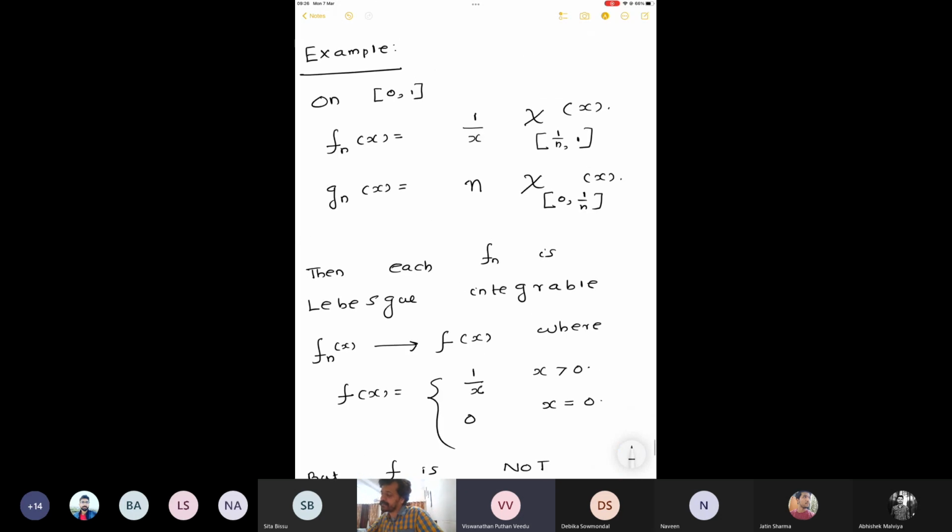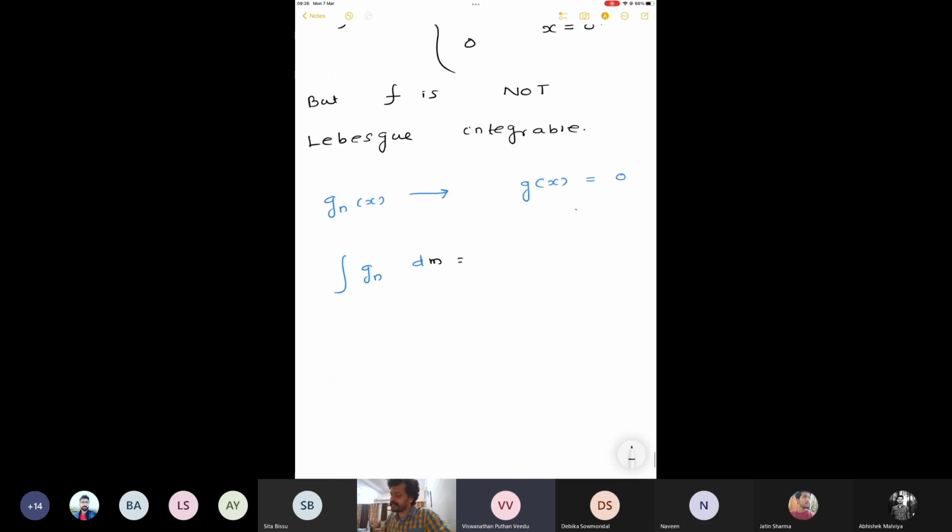Gn is n times, so n times, then you will get the measure of this, that is 1 by n. So integral gn will be 1. Integral gn is 1, but integral g is 0. Integral g dm is 0.